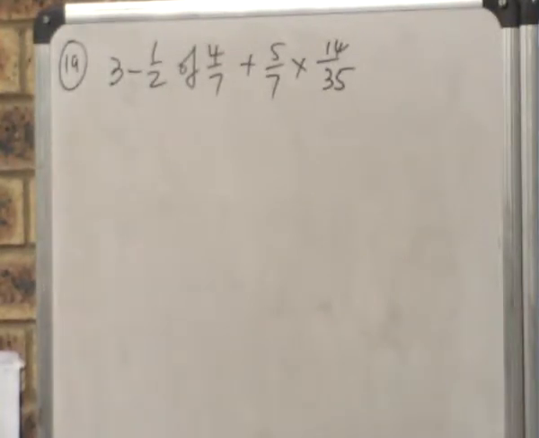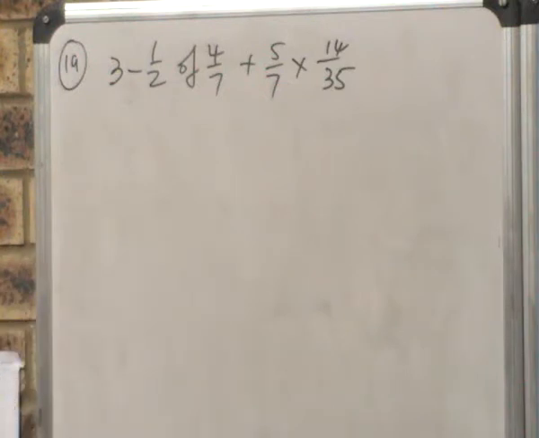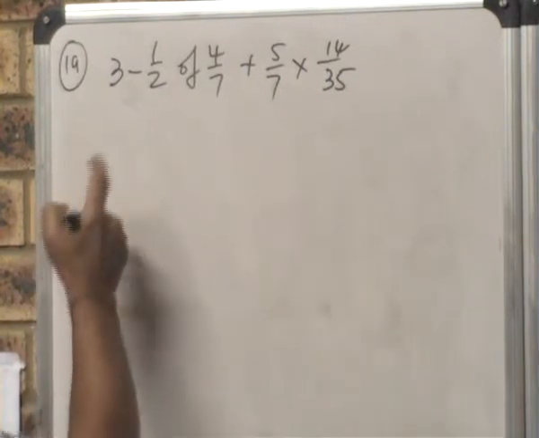Alright, we have number 19. Now if you think this is too much work, I have to tell you, maths is not for lazy people. You have to work hard. You have to do lots and lots of examples, because practice makes perfect. So you've got to practice a lot of examples. All right, back to the rule of BODMAS.